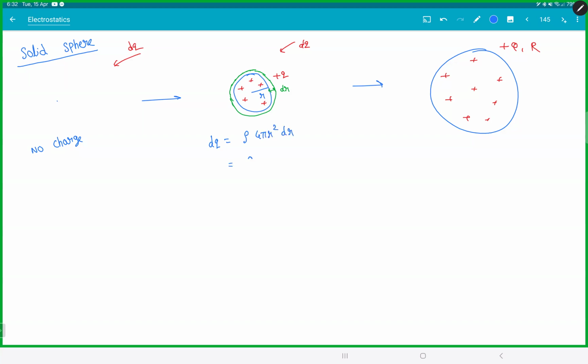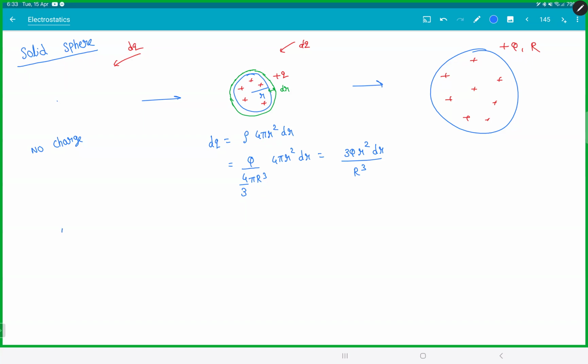And what is rho? Rho is total charge by total volume, Q by 4 by 3 pi R cube. Isn't that the rho? You're making a uniformly charged sphere, right? Whatever is the rho for this must be the rho for this also. Is that clear, everyone? So that into 4 pi r square dr. 4 pi will cancel. You end up with 3Q r square dr by R cube. So this much charge you're bringing every time, and you're putting it on the surface, increasing the thickness by dr. So you have to bring this much charge in order to increase the radius.